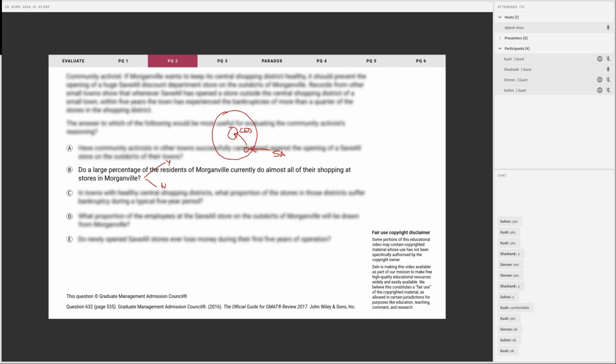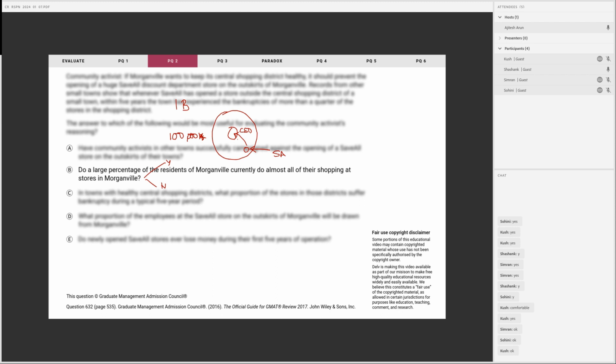Let me explain it this way, right? So instead of a large percentage of the residents, let me change that slightly to a large percentage of the expenditure by the residents, right? So imagine that the residents spend maybe $1 billion, if it's a very large percentage. And if it's a small percentage, maybe they spend, I don't know, maybe 100,000, like a really small number. Oh, hang on. Did I just write 100,000 K? Sorry, I meant to write 100,000. So the point is whether the revenue of the central shopping district is 100,000 or it's 1 billion, the community activist still wants to protect it from Save All, right?